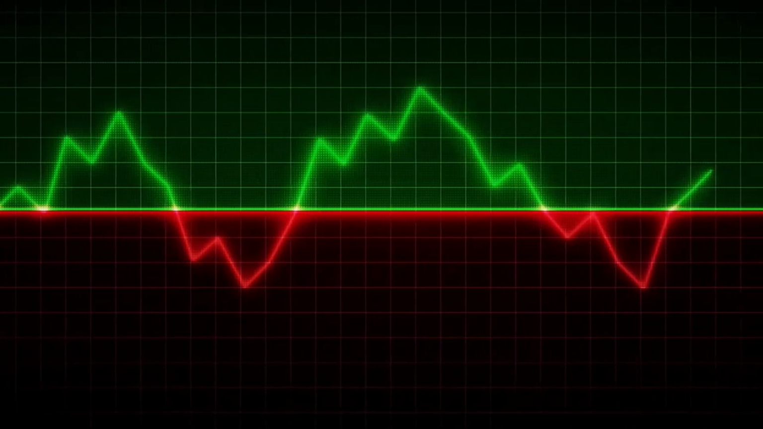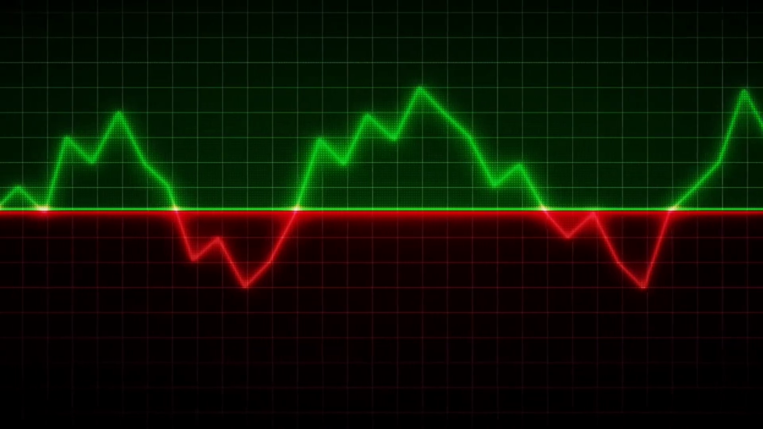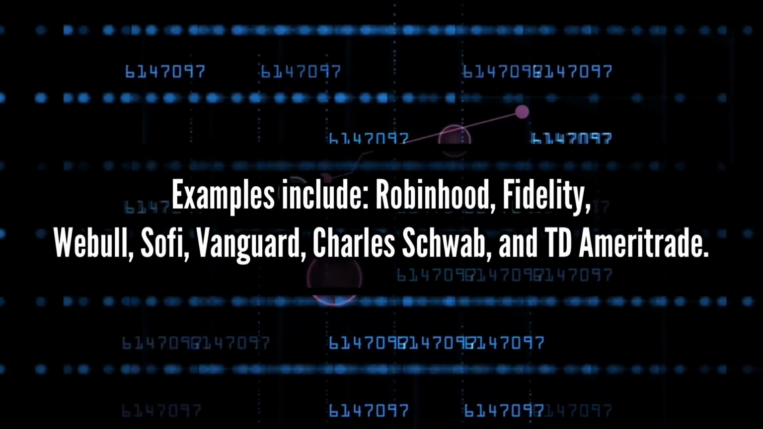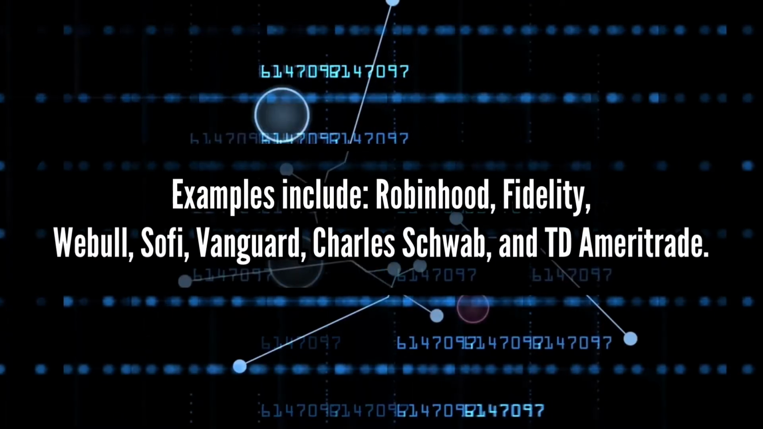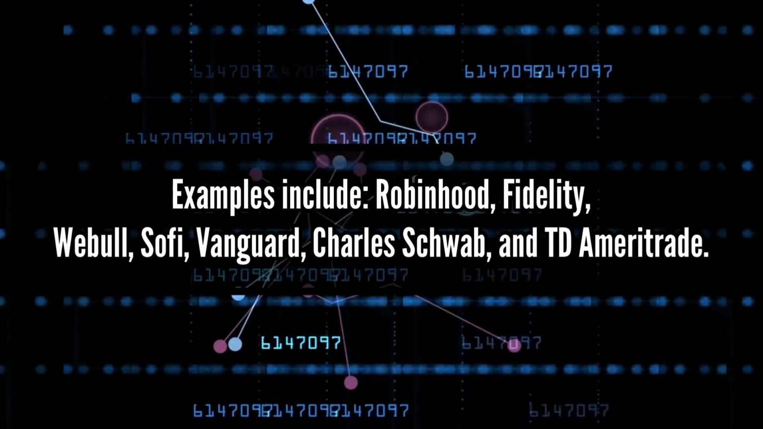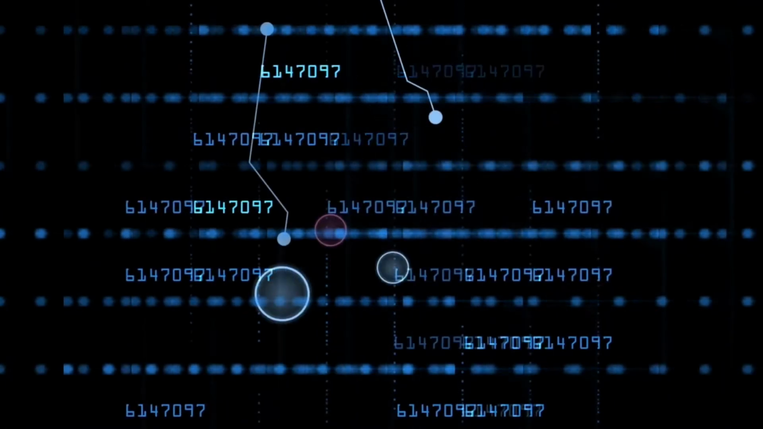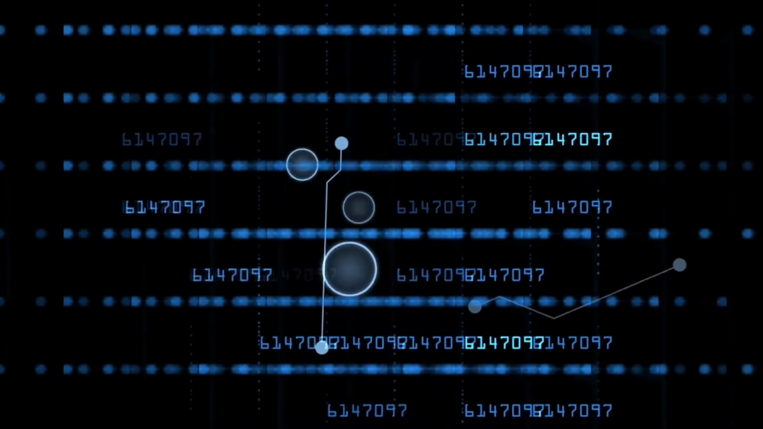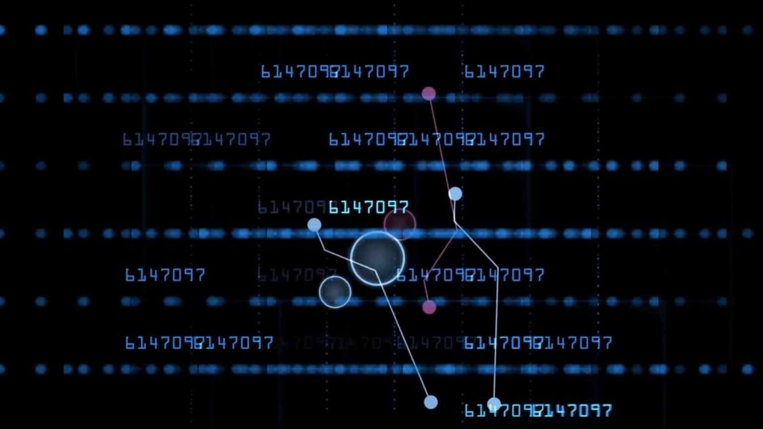There are several ways to buy a stock, with the most common one being what's known as an online brokerage. Examples include Robinhood, Fidelity Investments, Webull, SoFi, Vanguard, Charles Schwab, and TD Ameritrade. These brokerages generally allow you to buy and sell stocks on your computer or iPhone and provide many tools to help you succeed.